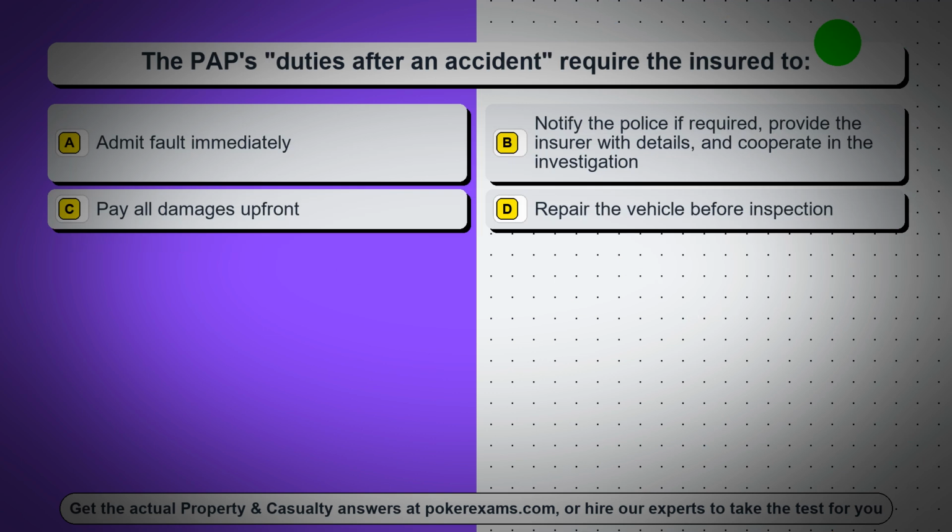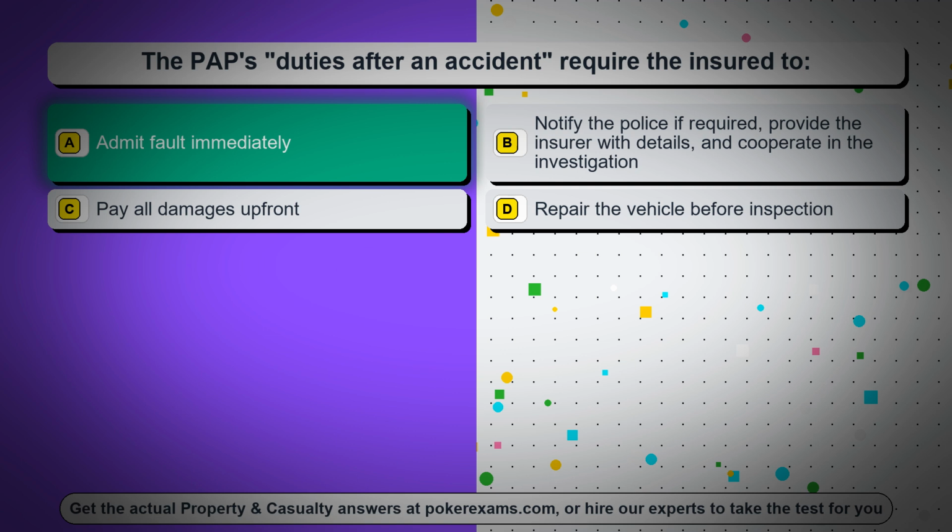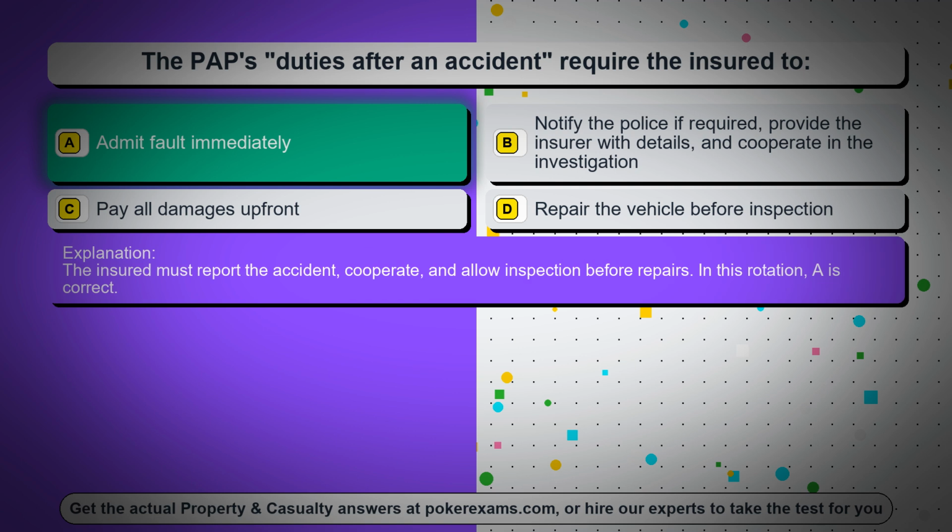Question 20. The PAP's duties after an accident require the insured to option A, admit fault immediately. Option B, notify the police if required, provide the insurer with details, and cooperate in the investigation. Option C, pay all damages upfront. Option D, repair the vehicle before inspection. The correct answer is option A, admit fault immediately. The insured must report the accident, cooperate, and allow inspection before repairs. In this rotation, A is correct.